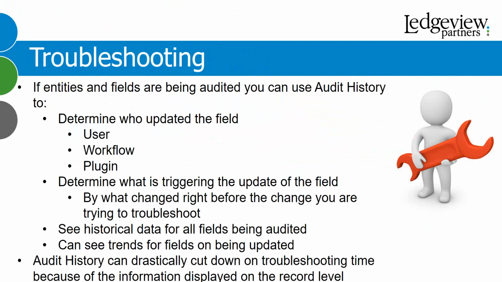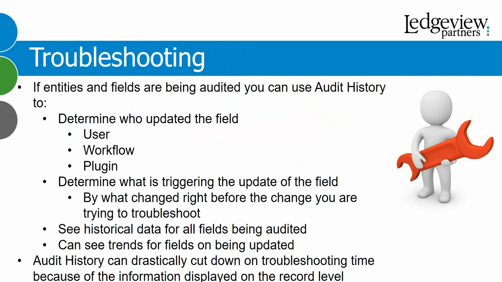You can see historical data for all the fields being audited. That's basically housed in the audit log summary. You can clean up your system data by removing that data log, but if you do, then you lose the history. So you always want to keep some history for the audit log so you can see what's been happening. You can also see trends for the fields that are being updated as well. Audit history drastically cuts down on the troubleshooting time because of the information that's displayed.